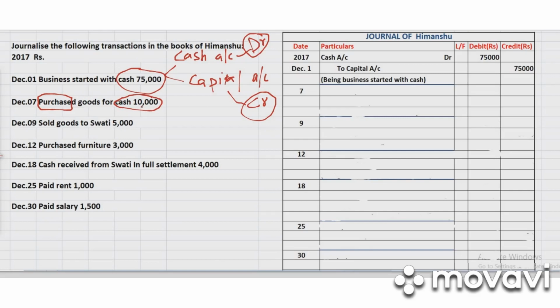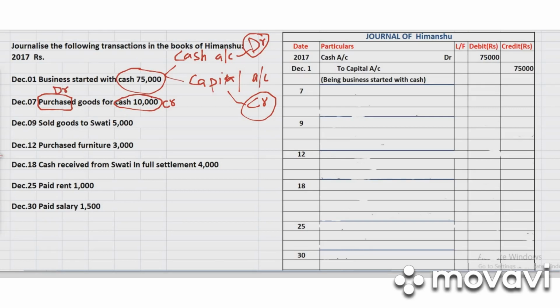So here also you simply see the rule. You see what is happening to cash. When we purchase goods, cash is going out. So you follow the rule: credit what goes out. So we have to credit the cash. When we credit cash, the other account will be debited. So credit cash, debit purchase. So purchase account is debited, cash account is credited. Okay, so how will it be written?